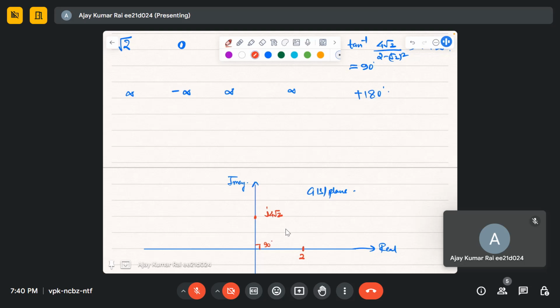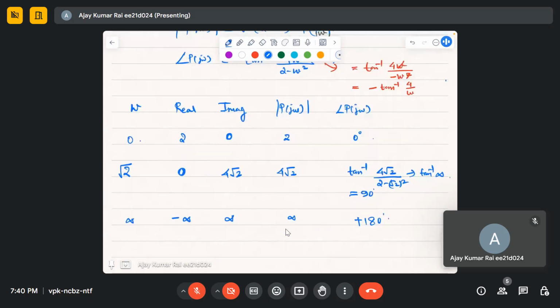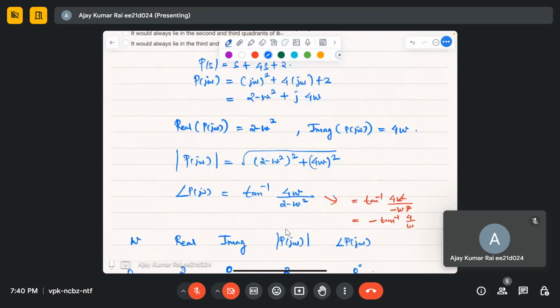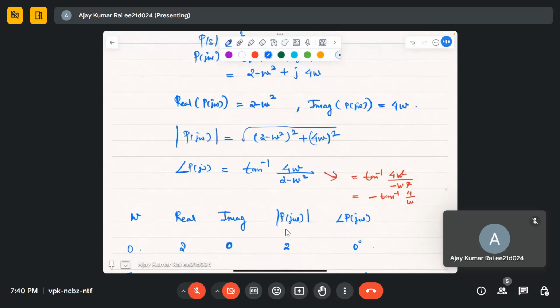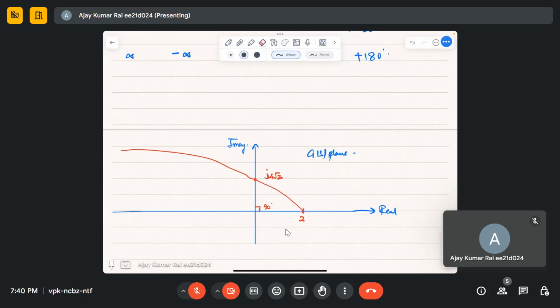So start from here, it will go into the second quadrant. Somewhere here. So angle, if you see at infinity, it will be equal to 180 degrees. I hope I have calculated the magnitude correctly for the infinity part. Exactly, this is correct. The angle is also correct. So this is the Nyquist plot.